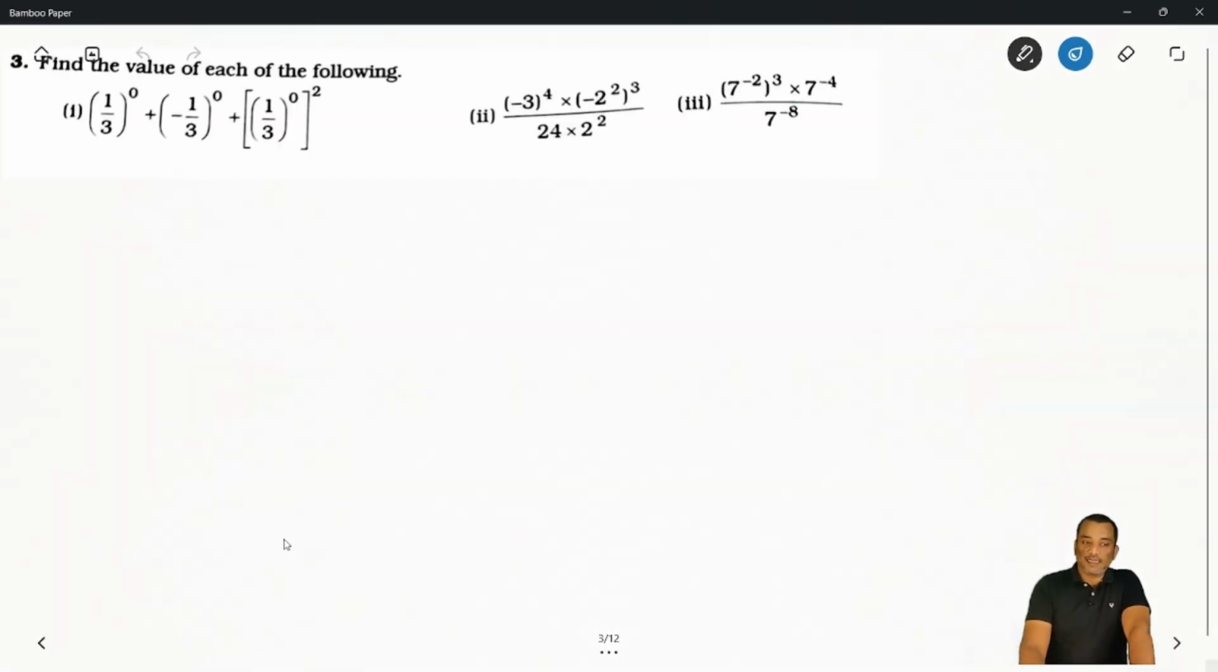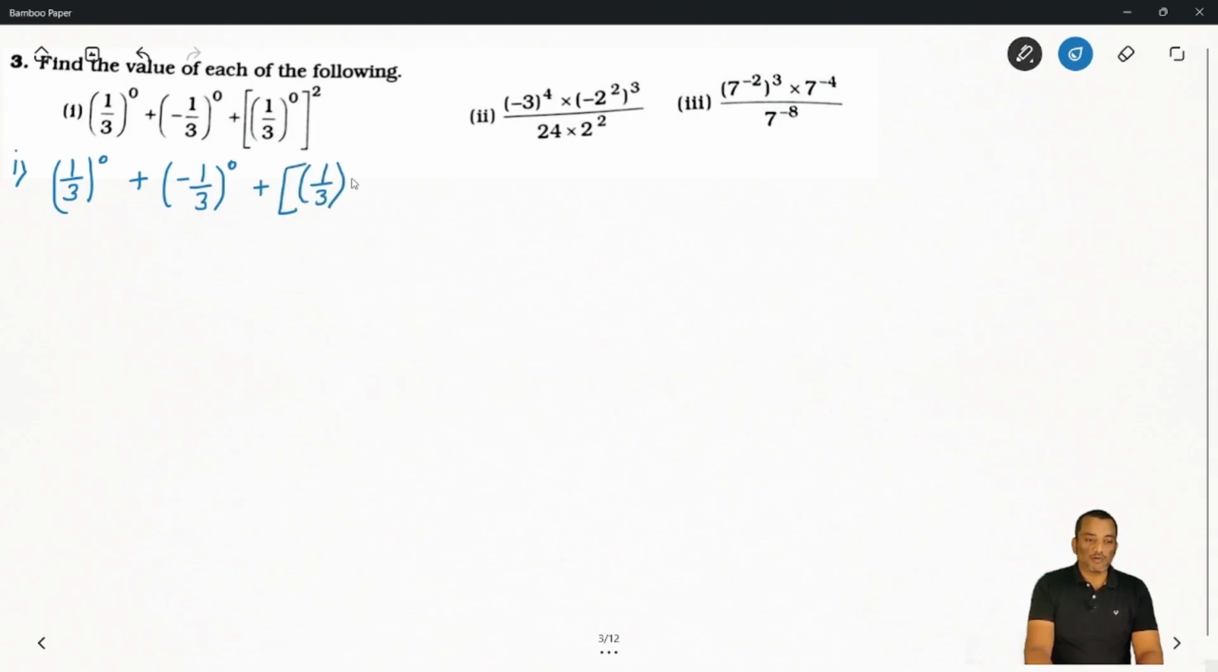Now coming to the third bit question. So question number 3, it is saying find the value of each of the following. The first question you have been given, that is the first bit, that is (1/3) whole exponent 0 plus (-1/3) whole exponent 0 plus a small bracket (1/3) whole 0 and whole square. So first, you know any number having its power as 0, that is called zero exponent, and in zero exponent you will always get a value of 1.